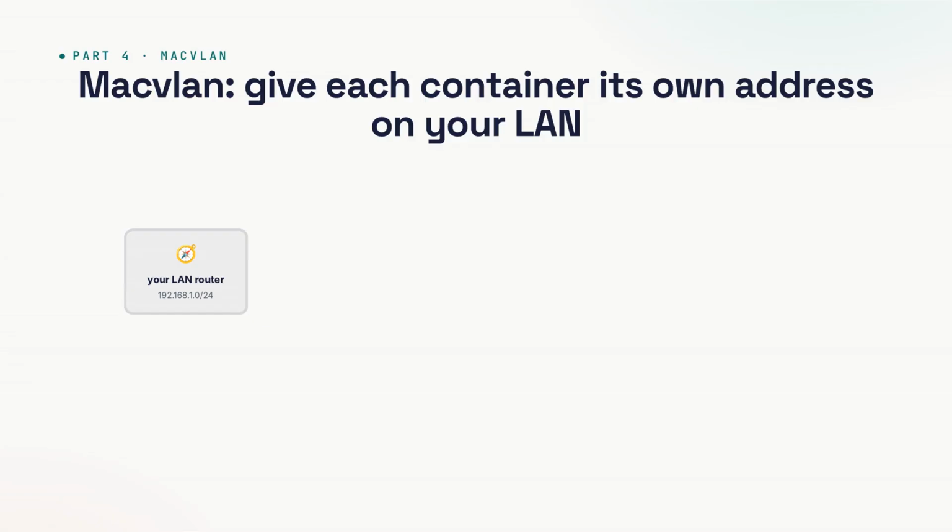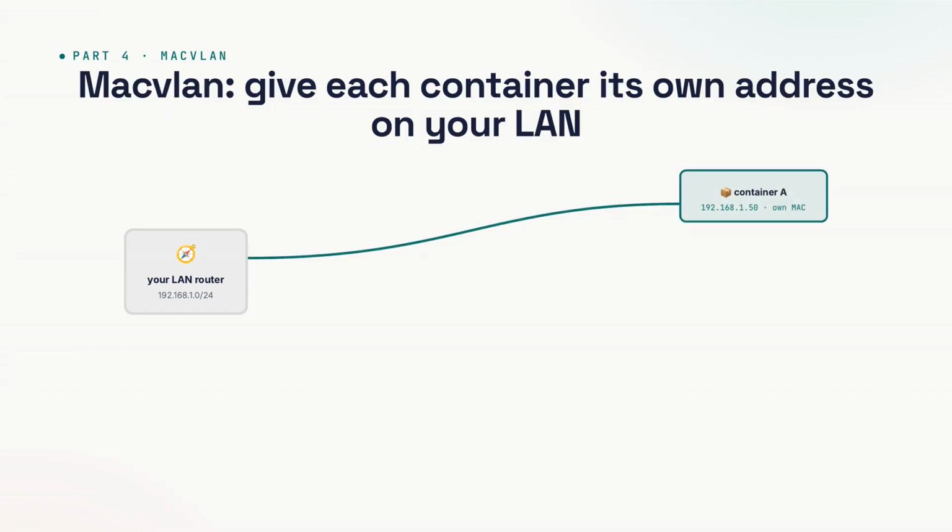Macvlan solves a different problem. Sometimes you need a container to look like a real, physical machine sitting on your office or data center network, not something hiding behind the host's IP. So it attaches straight to your LAN router. Macvlan gives each container its very own MAC address and its own IP directly on your physical LAN.